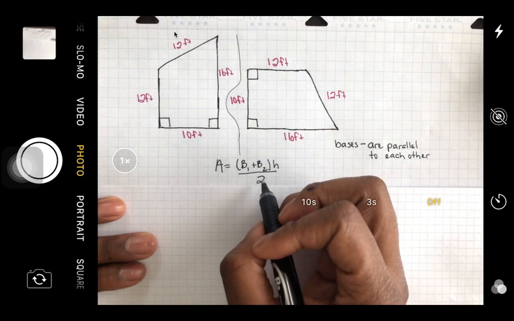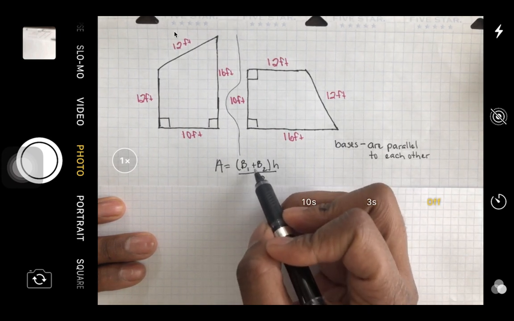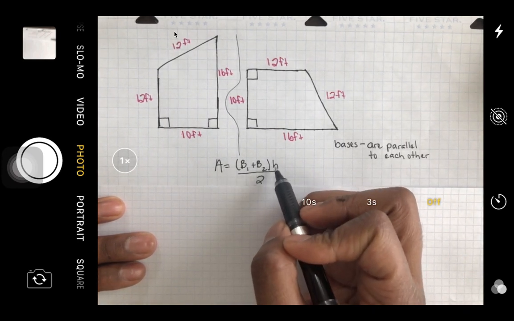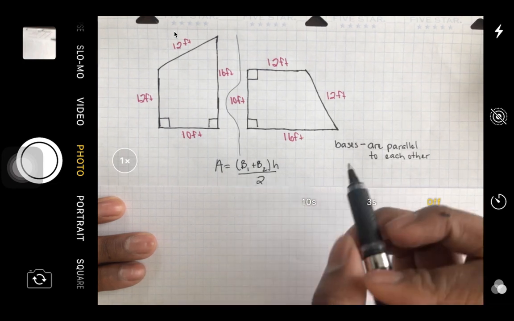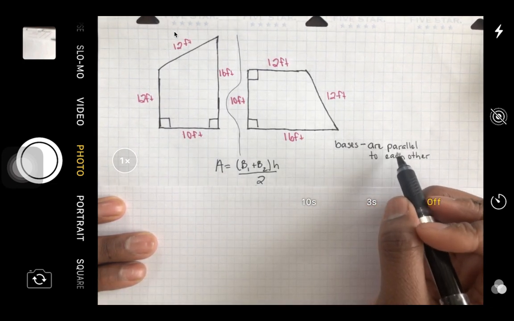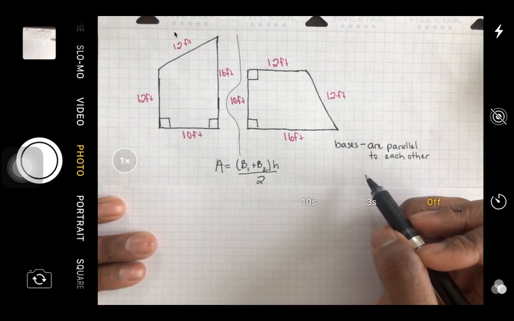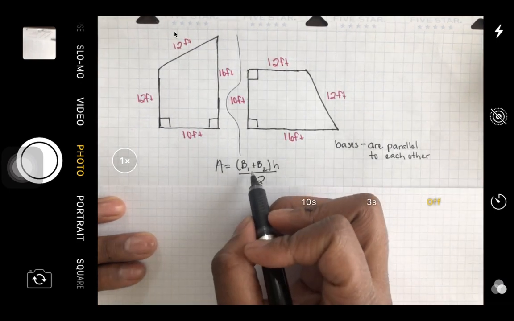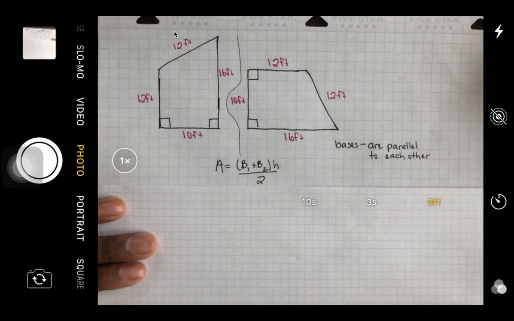Now, the one thing I want to remind you guys is that the equation is base 1 plus base 2 times my height divided by 2. The bases are always going to be lines that are parallel to each other, lines that will never touch. When you can find your bases, you are that much better at being able to do this work correctly.